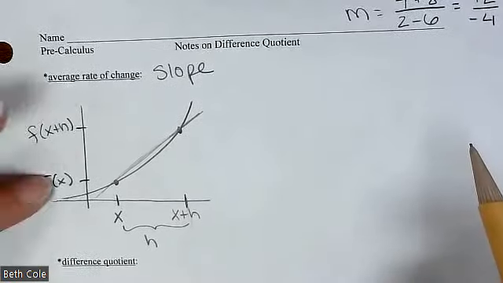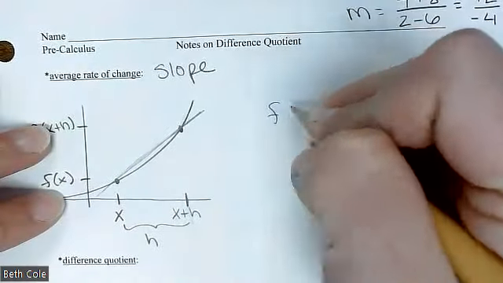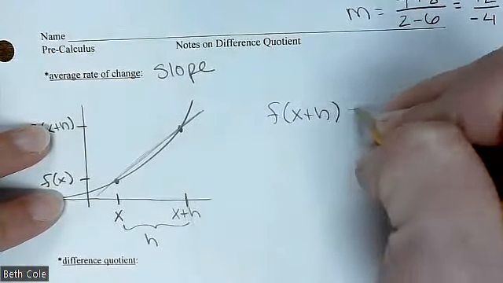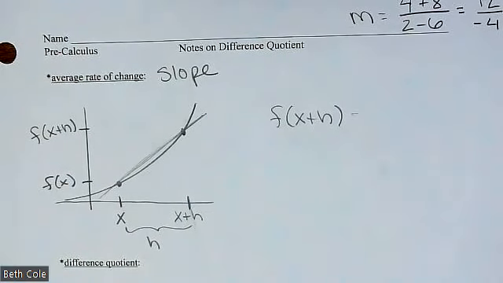These are the y's. So you're going to subtract them. It's f of x plus h minus f of x.